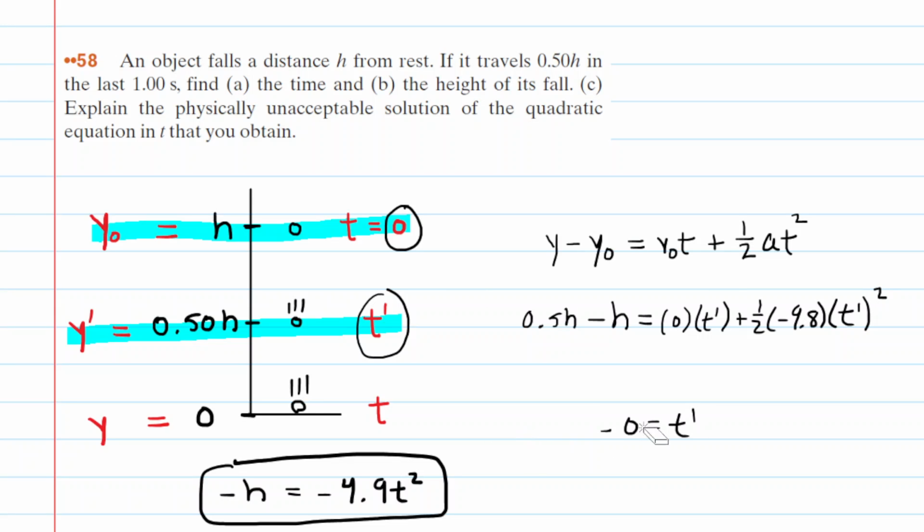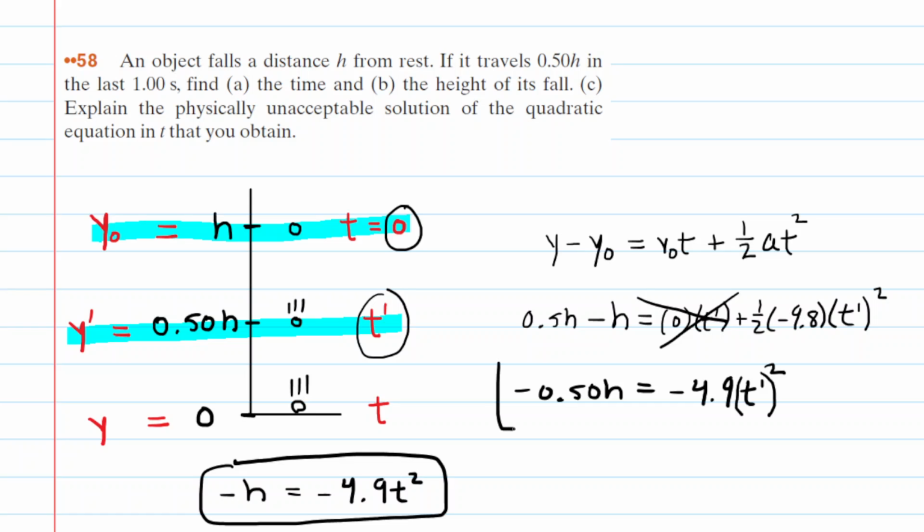Great, so now we can simplify the equation again. On the left side, 0.5h minus 1h is negative 0.5h. Once again, this term here goes to 0, and then we have this equal to negative 4.9 times t prime, and then don't forget to square it. Might be useful to put that in parentheses like so. So this is the second equation, and we're doing a great job.